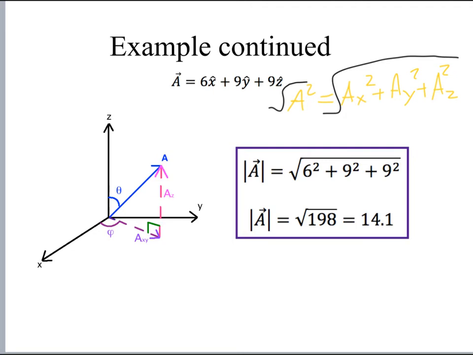So by the three-dimensional Pythagorean theorem, we can say that the magnitude of A is equal to the square root of 6 squared plus 9 squared plus 9 squared. Here we see A sub x, A sub y, and A sub z. So you simply square all the components, take the square root, and that gives you the length of a three-dimensional vector. And then plugging in the numbers, we get 14.1 units, and that gives us the magnitude or the length of this vector A.